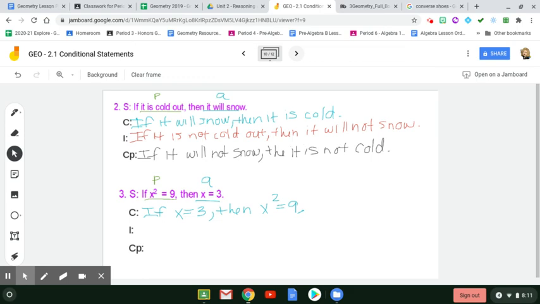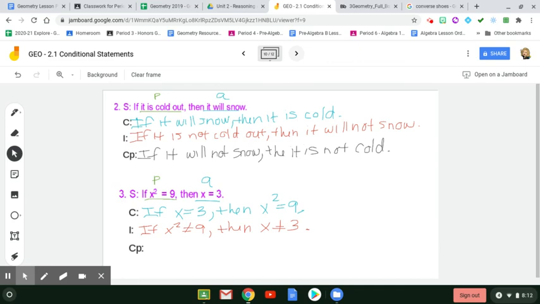All right, let's go inverse. Inverse means you basically keep the statement in order, you just negate. So if x squared doesn't equal 9, then x doesn't equal 3. All right, so if x squared doesn't equal 9, then x doesn't equal 3. Sure.